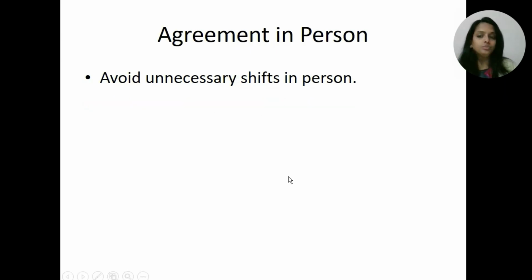Now the next one is agreement in person. Pronouns must stay consistent in person.